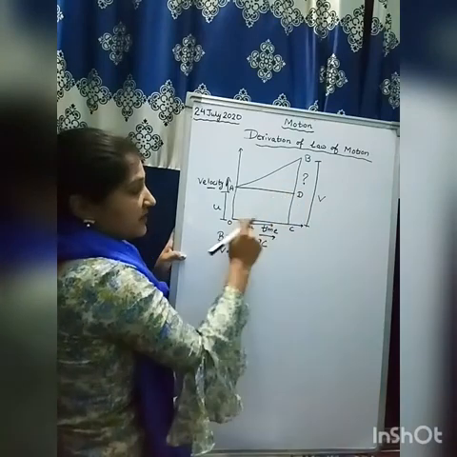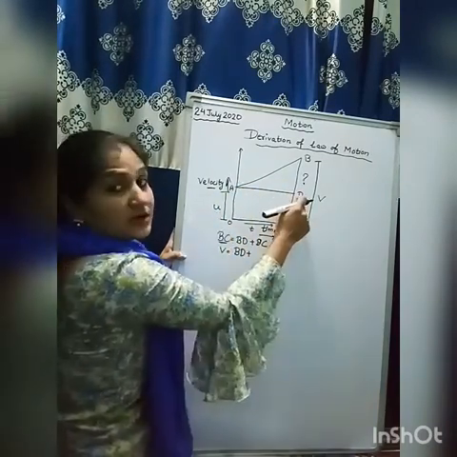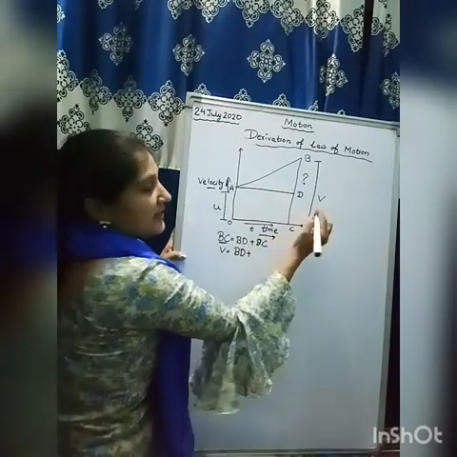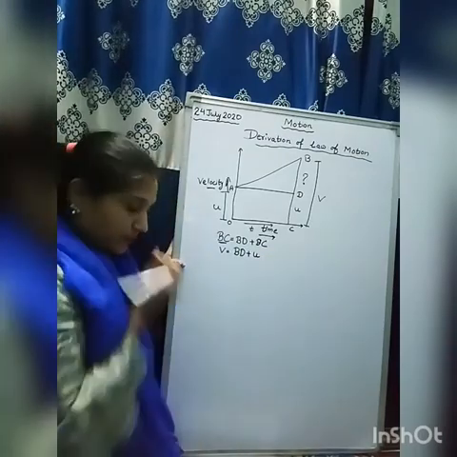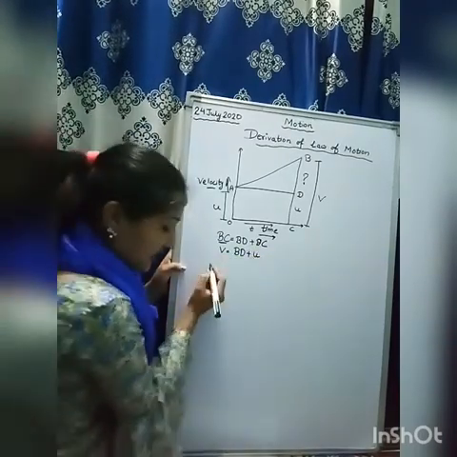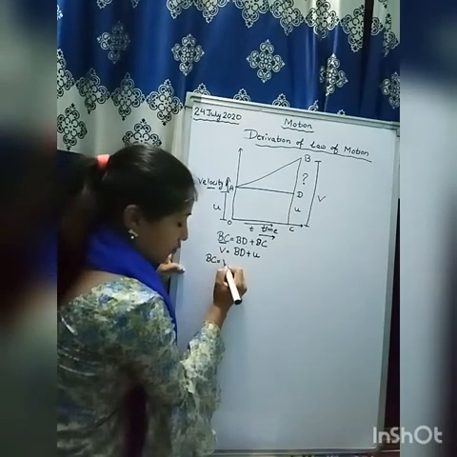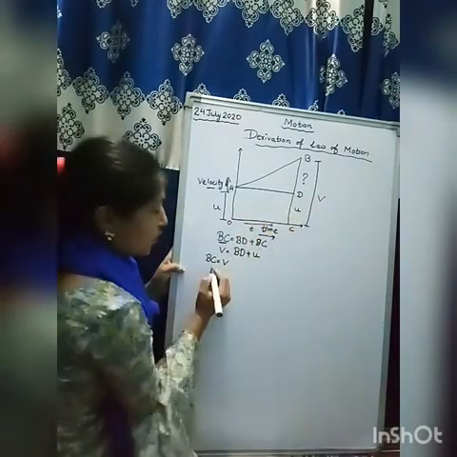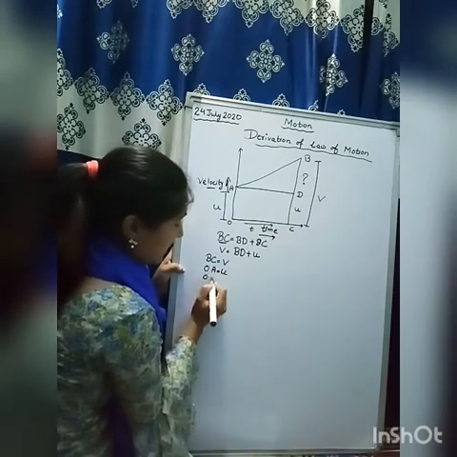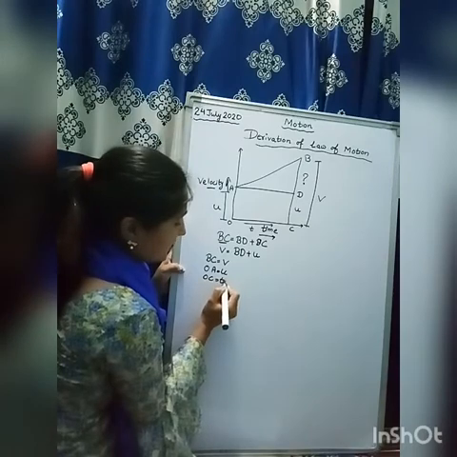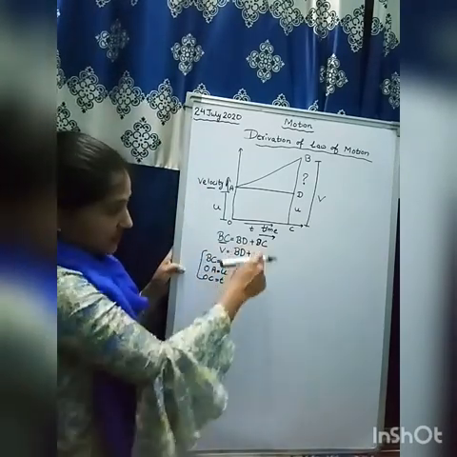This is the shape of a rectangle. So AO is U. Therefore BD, which is parallel and equal, is also U. Now let us consider BC is equal to V, OA is equal to U, and OC is equal to T, time.